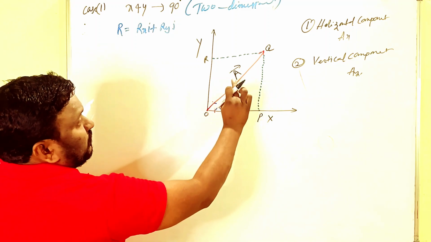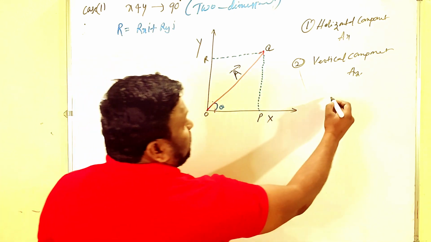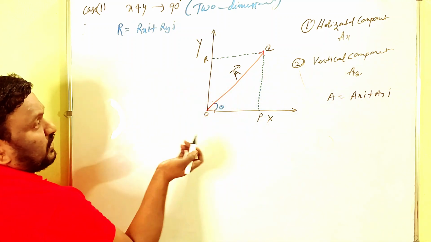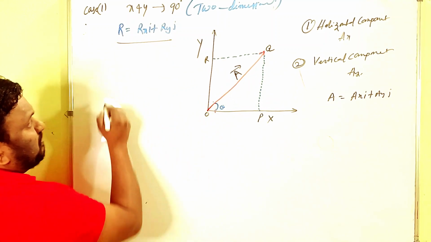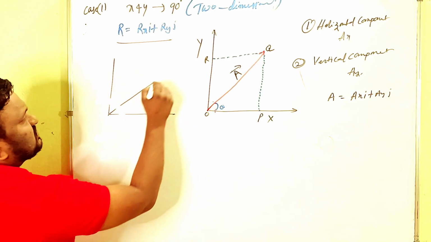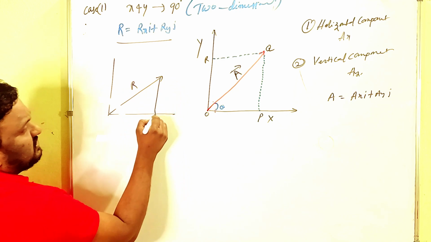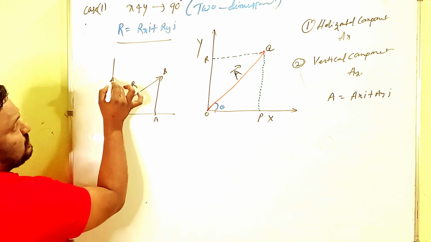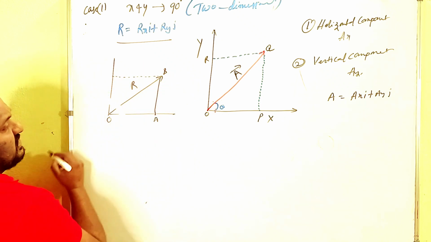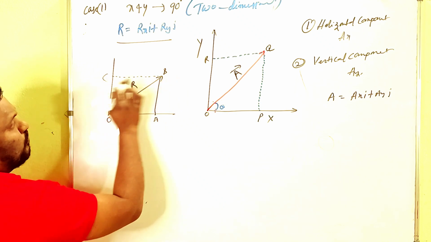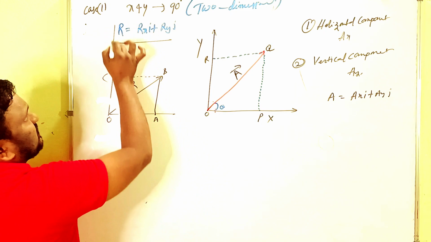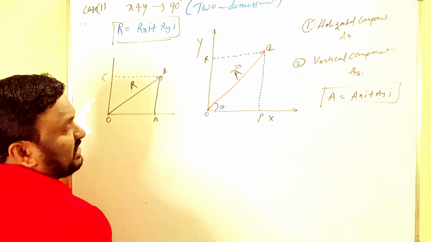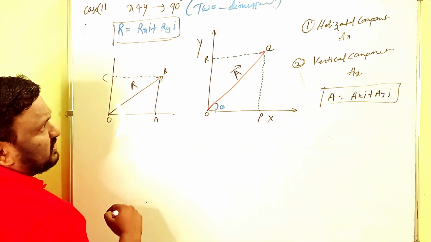So here if you take this vector, A is equal to AX i plus AY j. Clear? If you take R, it is equal to RX i plus RY j, same thing. Again, this is the R, and here O, A, B, like that. So we have to draw one normal line onto the Y axis. Now it is OA, OB, OC. In some textbooks they will give the equation like this, A is equal to AX i plus AY j. The concept is the same.